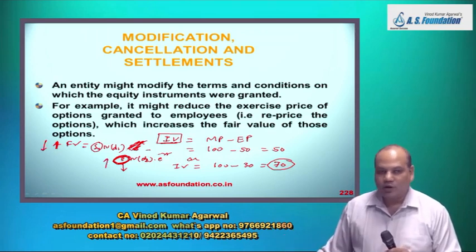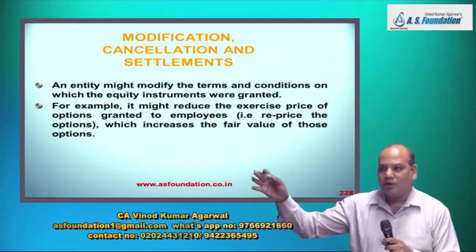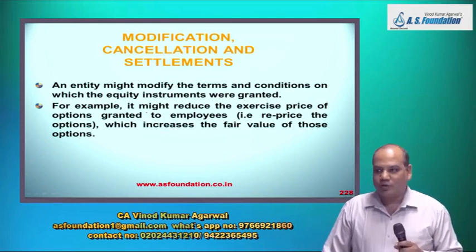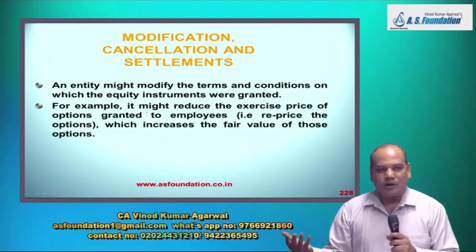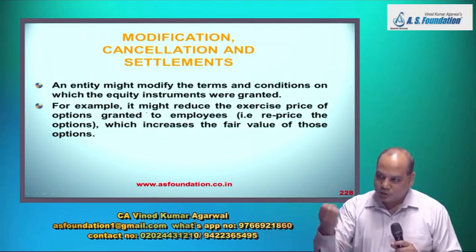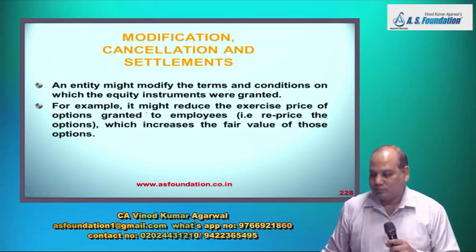Normally, company will not increase the exercise price. Employees will not agree easily. But sometimes the share prices start falling for a company. Then the employee thinks, what is the point in continuing with this option? Because the market price of the share has already gone down, I'm not going to get any benefit. So the company will say, okay, don't worry, we will reduce the exercise price. So that is called modification.